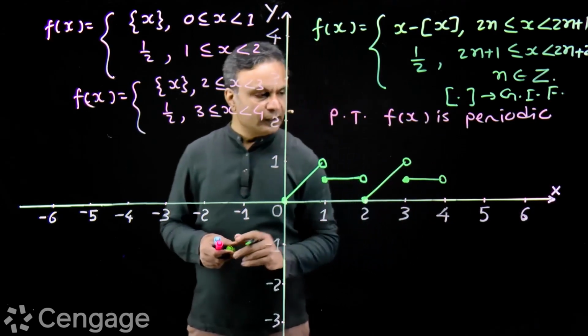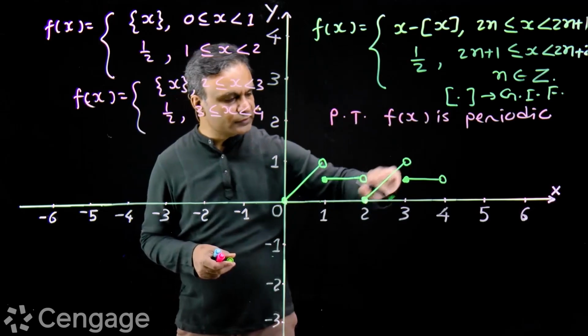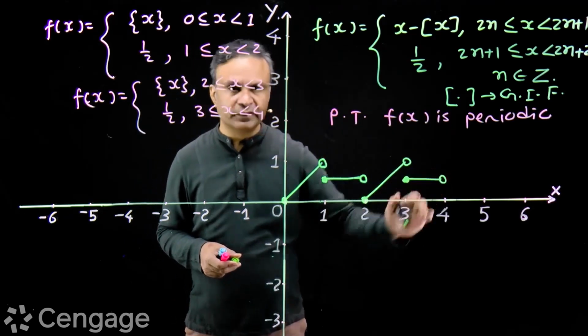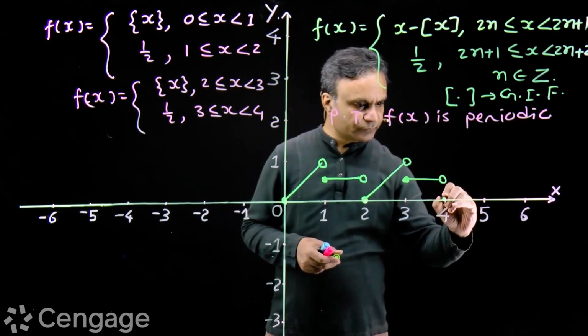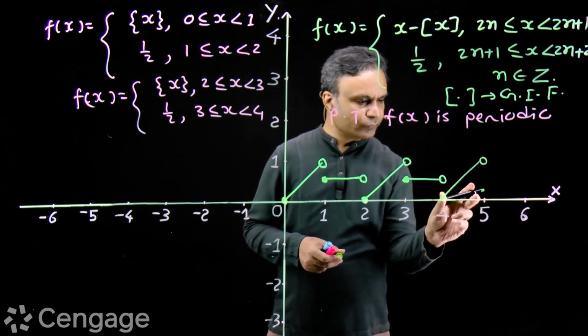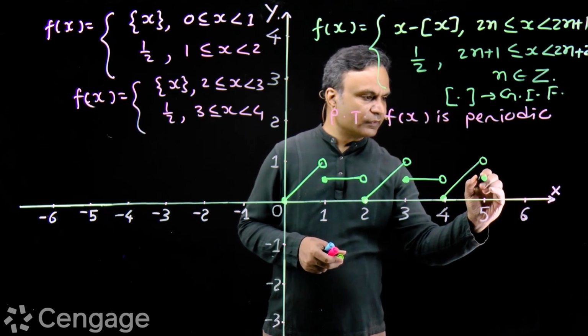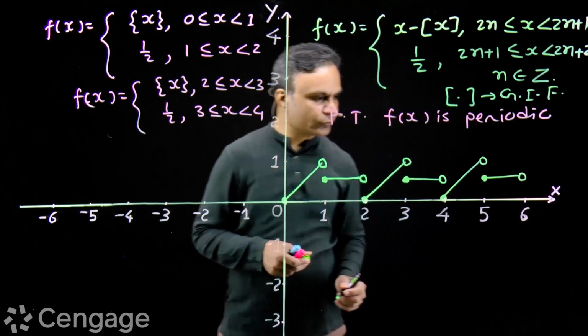Okay. Now this pattern will repeat. We will have this line segment, then this line segment. Okay. So further we will have a graph like this. Between 4 and 5 we will have the fraction part of x. Between 5 and 6 we will have 1/2.